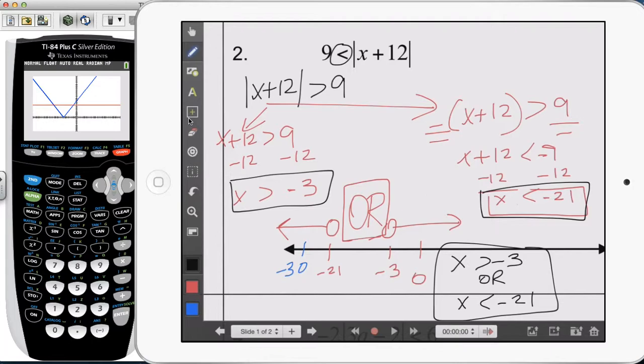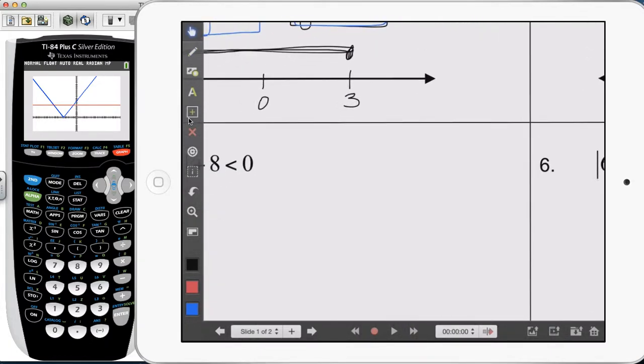Now, please pause the video and try working on number 6 on your own. And I'll have the answer key online. Please check with the answer key. Now I'm going to be doing number 7.